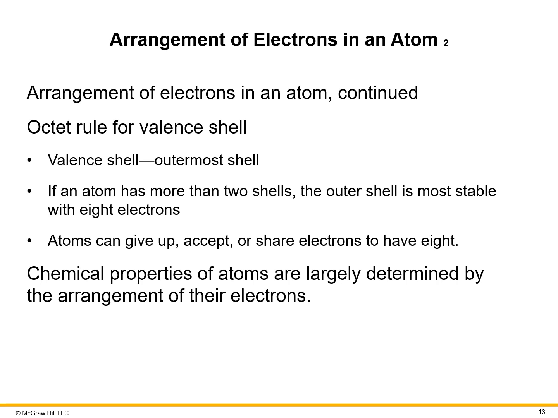And then for the arrangement in an atom, you have something called an octet rule for valence shell. That means the outside shell. If an atom has more than 2 shells, then the outer shell is the most stable with 8 electrons. When you don't have a balance of electrons, that's where you get the instability from. Atoms can give up, accept, or even share electrons to have 8. And then the chemical properties of those atoms, they're mostly determined by the arrangement of these electrons in the shells.